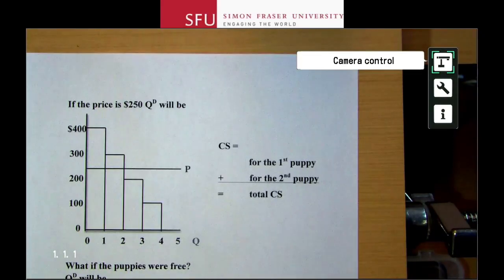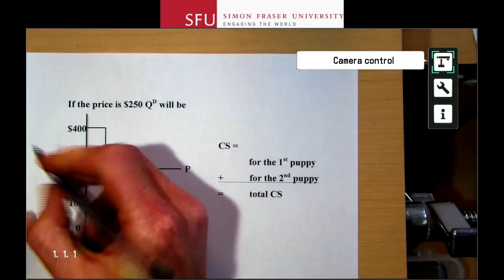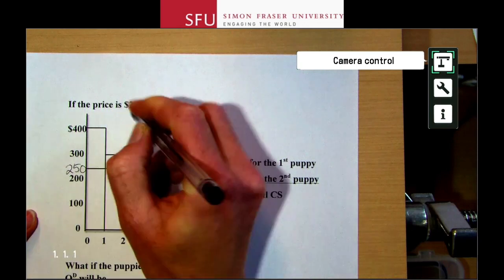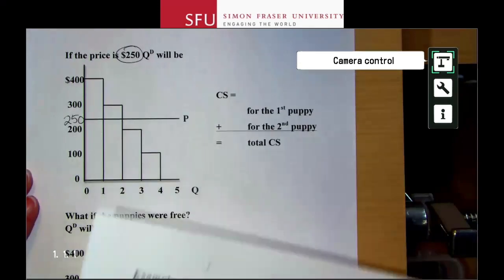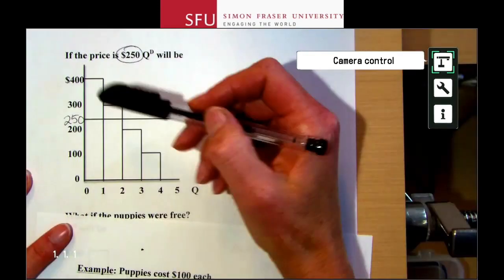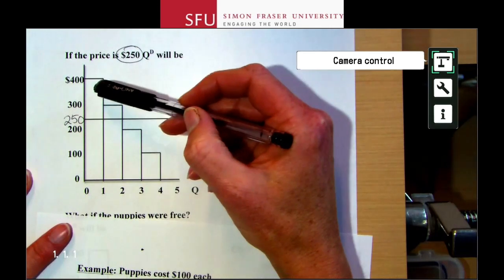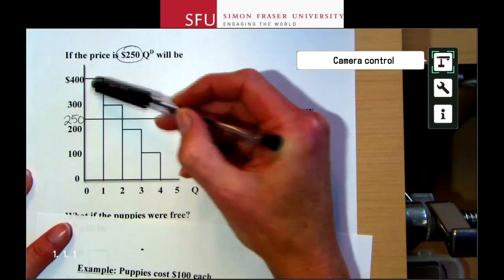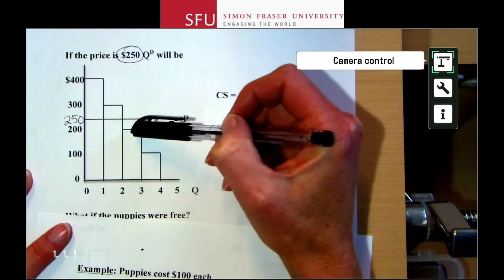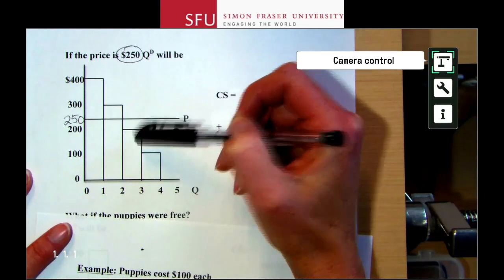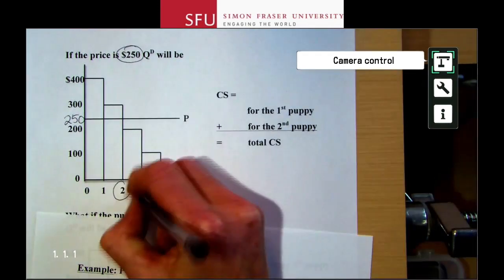Okay, so the price here is $250. How many puppies will the person buy? Now, you can figure that out from the graph. They'll buy the puppy as long as what they're willing to pay covers the cost. So they'll buy the first one, they'll buy the second one, but then after that, the cost becomes more than the benefit to them. So they won't buy any more than that. So they'll buy 2.